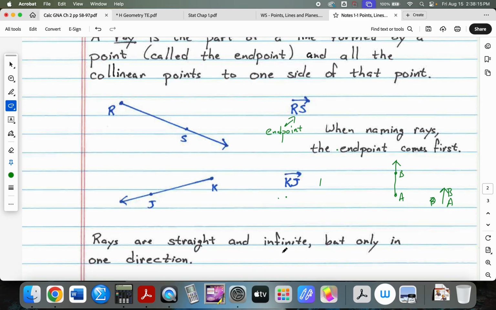And rays are straight and infinite, but only in one direction. They're infinite, but they don't go in both directions. What is it that goes in both directions? Everybody, what is it? A line. A line goes in both directions.